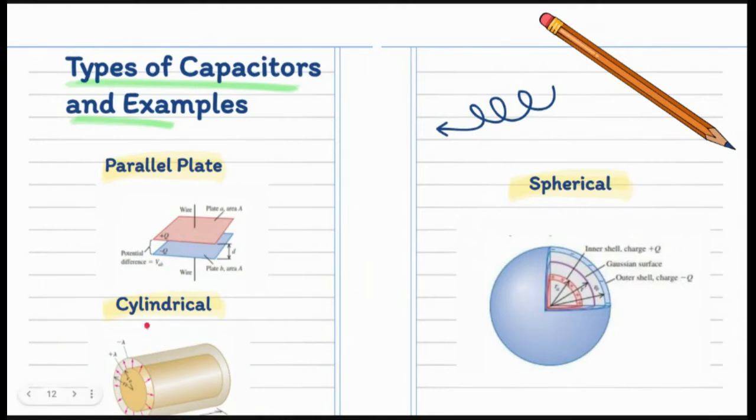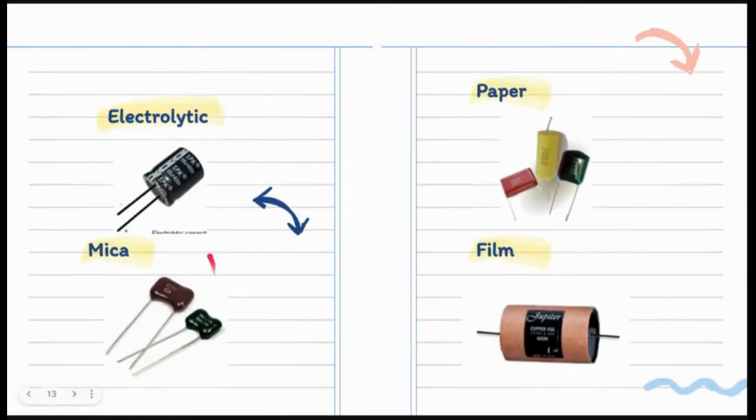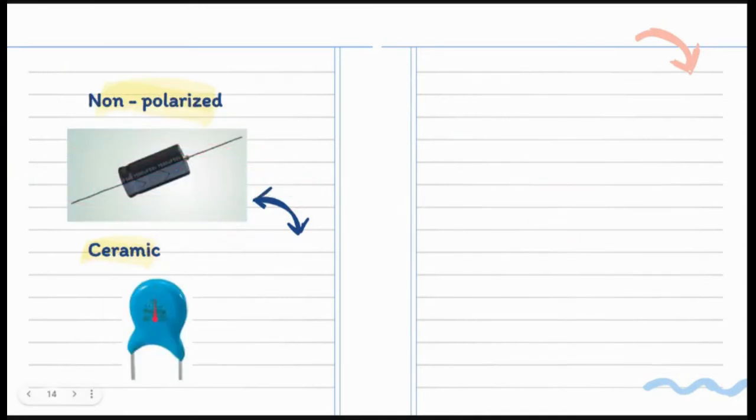Now, the other type of capacitor is a cylindrical one, in the form of a cylinder, and the other one is a sphere. But the most famous ones are parallel plate capacitors and cylindrical capacitors. Now, these are the different examples of capacitors based on the dielectric material used in the capacitor. We have an electrolytic capacitor, a mica capacitor, paper capacitors, film capacitor, non-polarized capacitor, and ceramic.